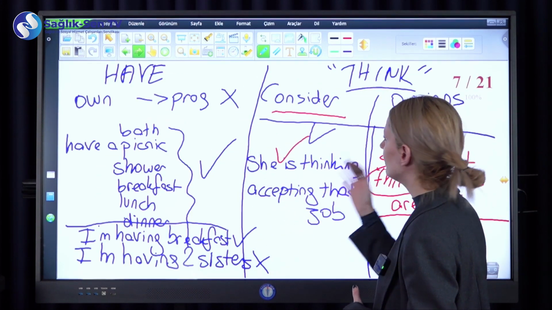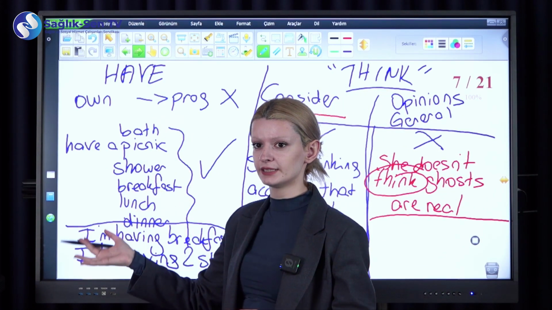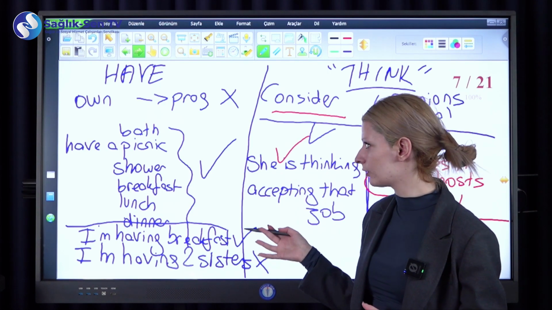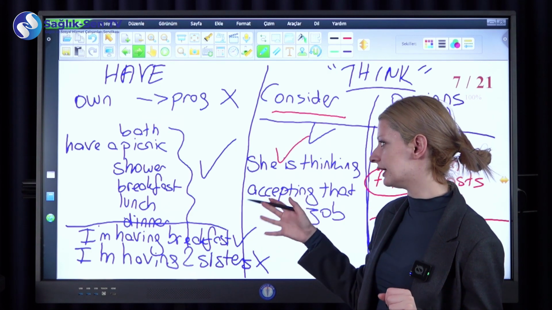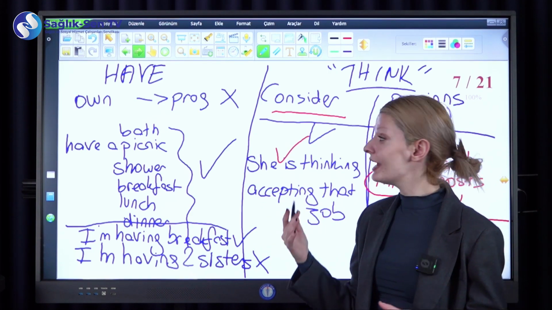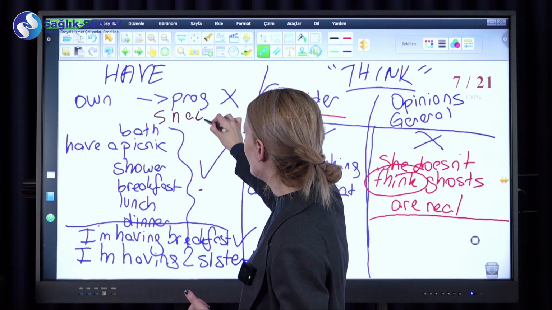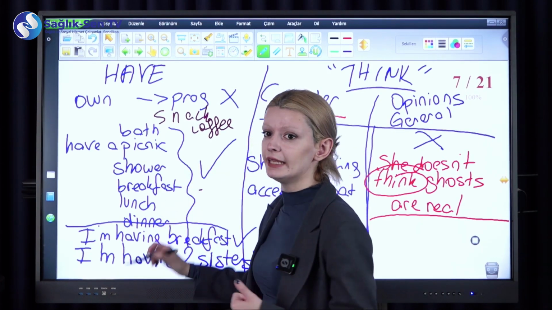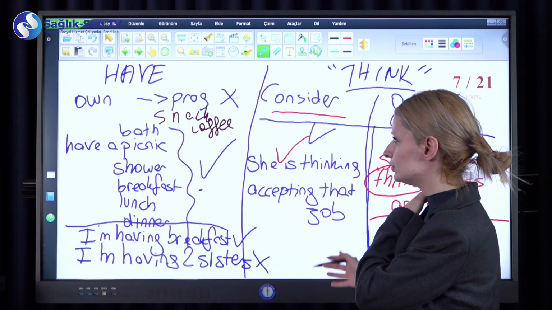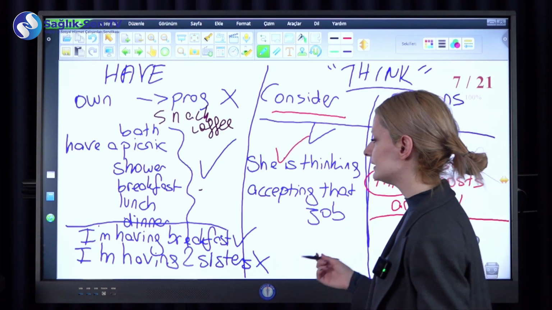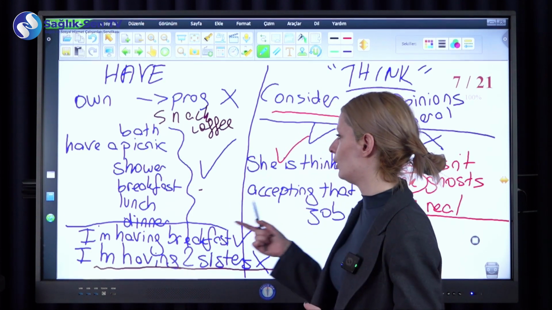We have talked about have and think. They have some exceptions. When have means owning something, we cannot use progressive. But if it's like a phrasal verb, like have a bath, have a picnic, shower, breakfast, lunch, dinner, have a snack, have a coffee. In these examples, have doesn't mean own. That's why we can use it with progressive, but we cannot say such a thing as I'm having two sisters. No, because it means owning.